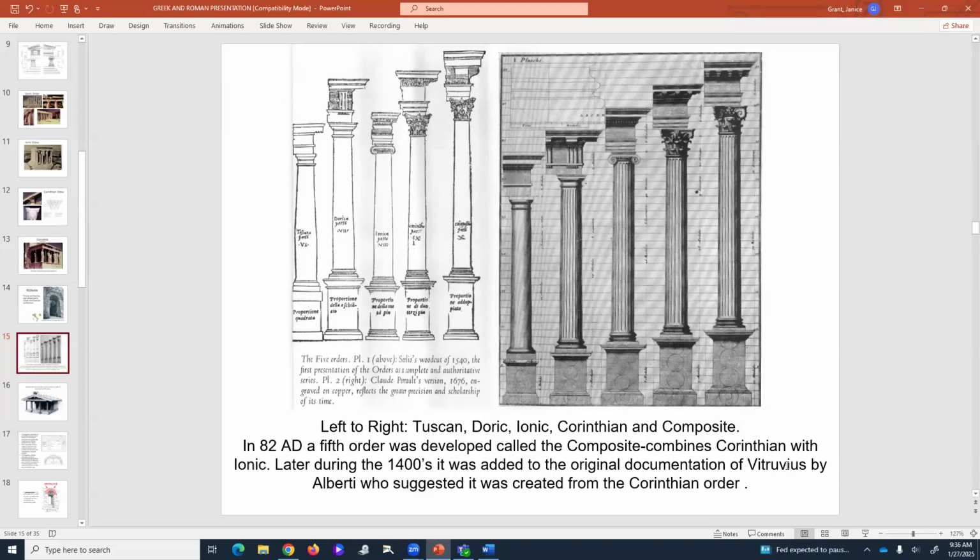And then way later, in the 1400s, it was documented by a couple of writers, including Vitruvius. We'll be talking more about them as we move forward. Okay.